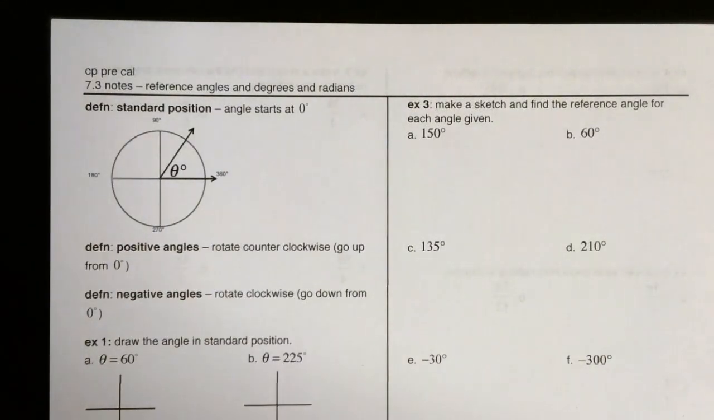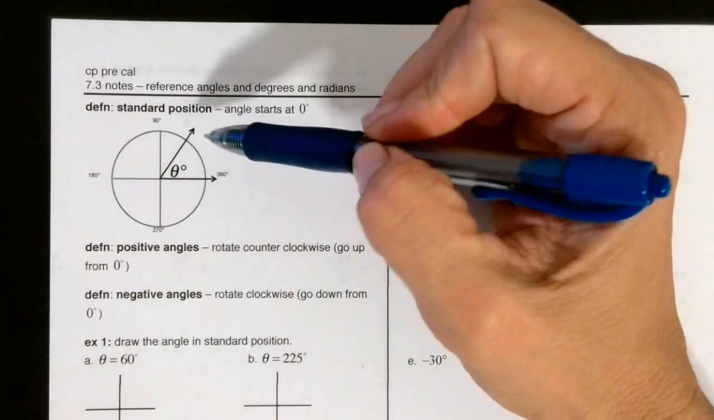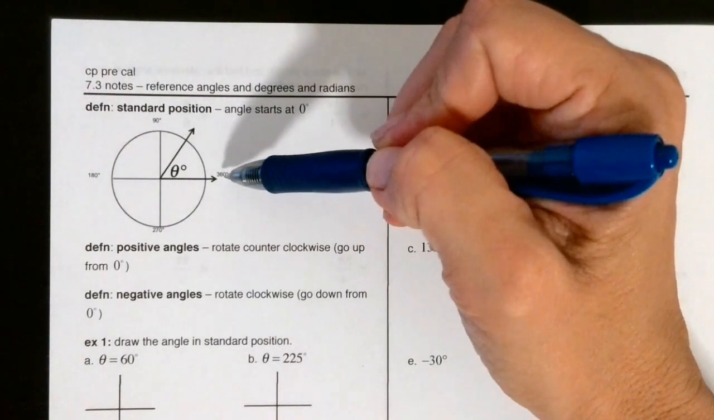Hello, today we are doing the 7.3 notes, which is reference angles and degrees and radians. So this is a review of a previous math class in pre-cal, but we're gonna go through it as if it isn't a review, and maybe just a tiny bit faster. So an angle in standard position is this guy right here.